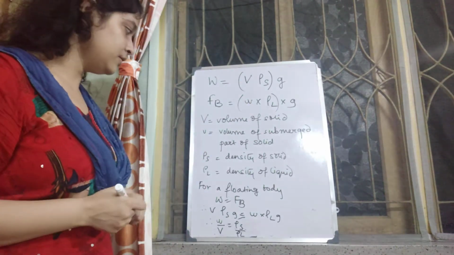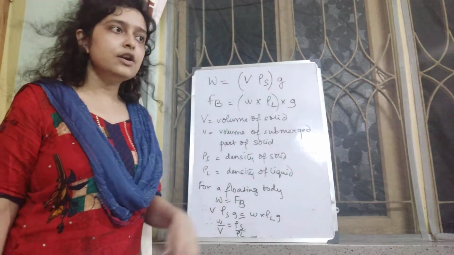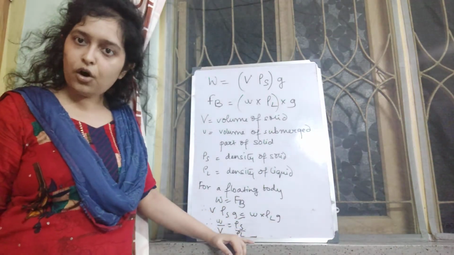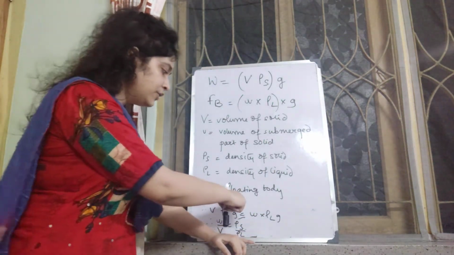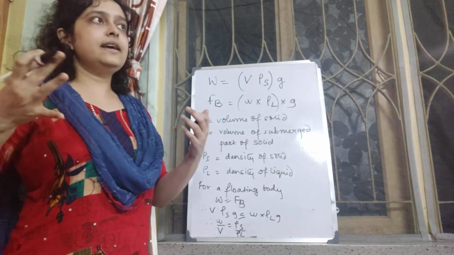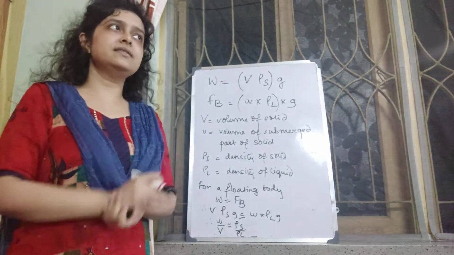That's the case, okay. So for a floating body, what have we learned? The weight of the body is equal to the weight of the displaced liquid, or the upthrust. W equal to Fb, then only the body can float, right? If it's completely immersed, W equal to Fb dash. If it's partially immersed, W equal to Fb.